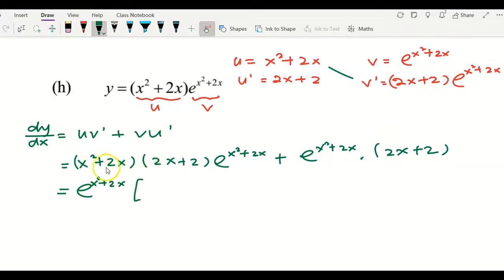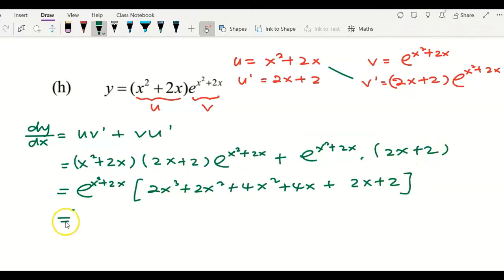Inside the bracket, we have x squared plus 2x multiplied by 2x plus 2, so I can actually expand it first. I got my 2x to the power of 3 plus 2x squared plus 4x squared plus 4x. This is what I get when I expand this. And plus 2x plus 2. Second term, when you factor out the e, you are left with 2x plus 2.